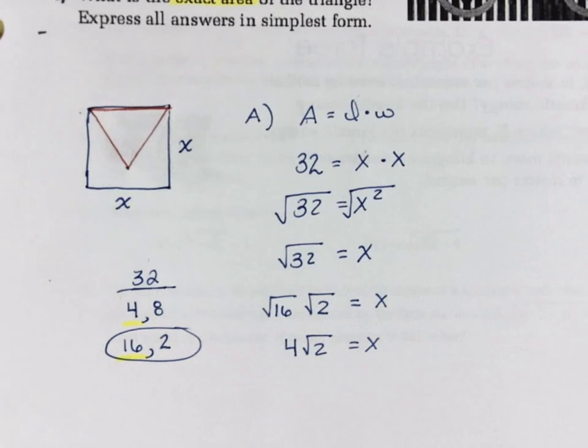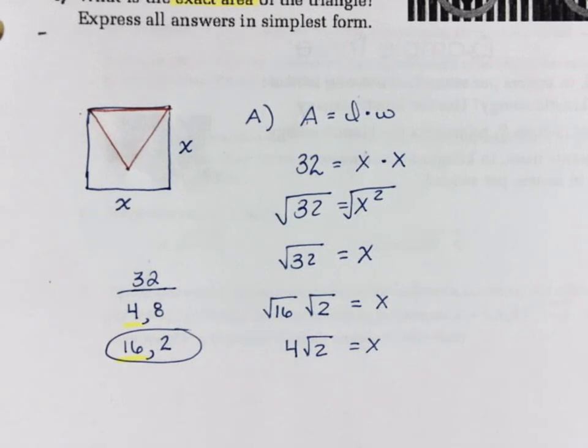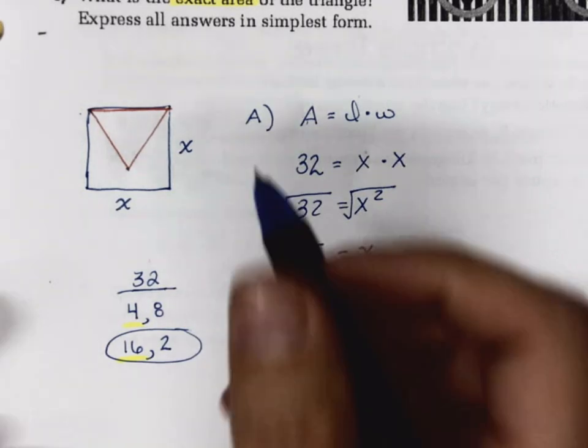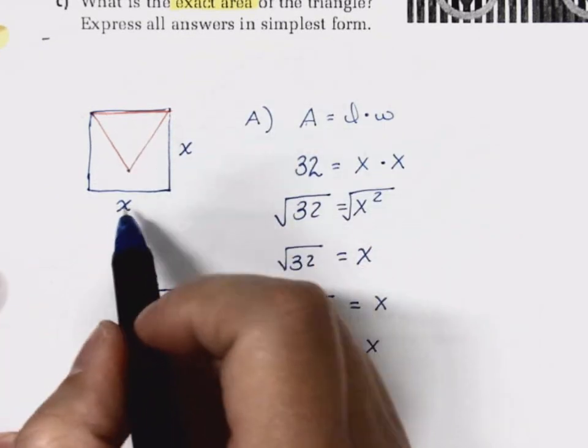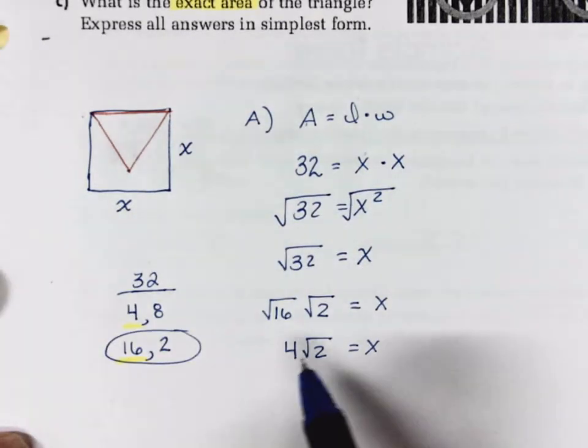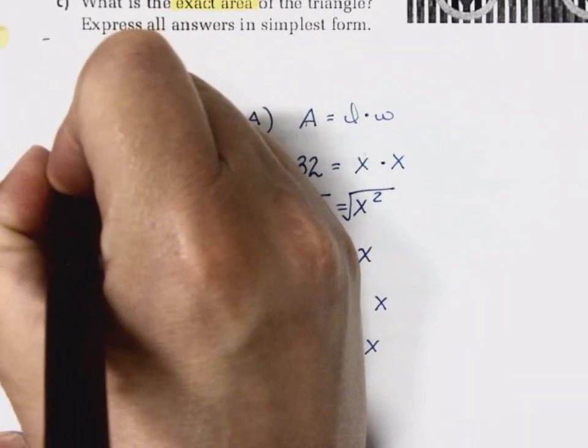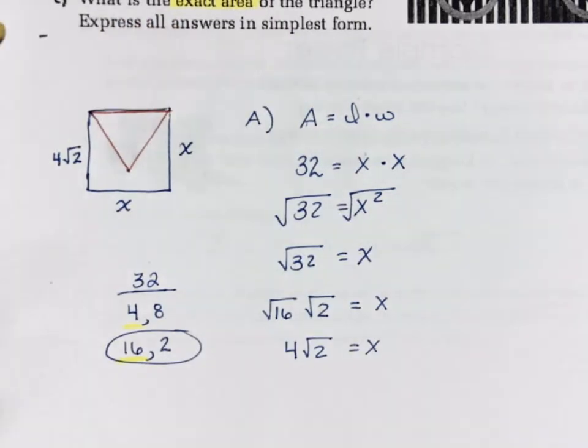Would that be for question B? No, we're still in question A. How is the perimeter just the area? No, what did we just find? We just found the value of x, which is the side length, and we need that to find the perimeter. So what we know now is that it was x, but now we actually know each side is 4 root 2.